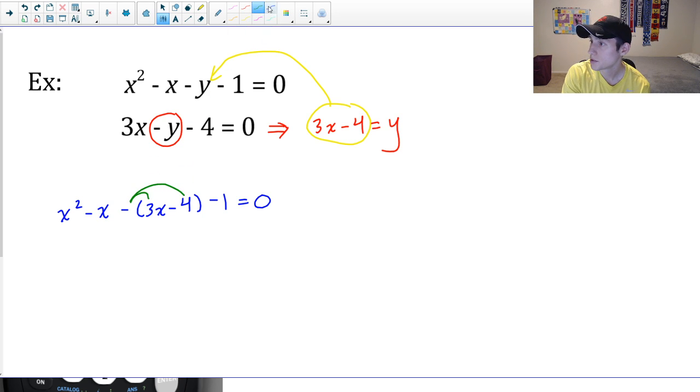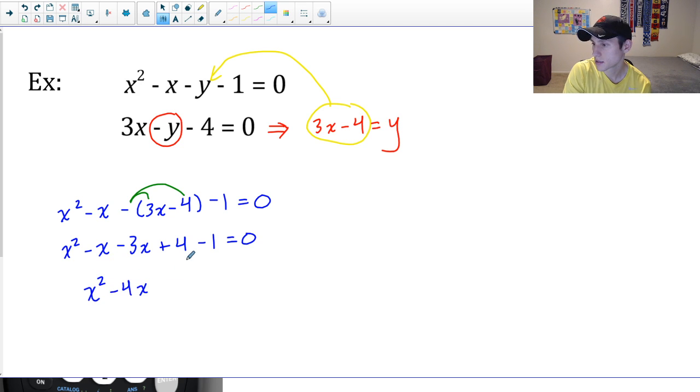Don't forget to distribute the negative. So x squared minus x minus 3x plus 4 minus 1 equals 0. Minus x and minus 3x are like terms, so I can combine those. So x squared minus 4x, 4 minus 1 are like terms, so that's 3, equals 0.